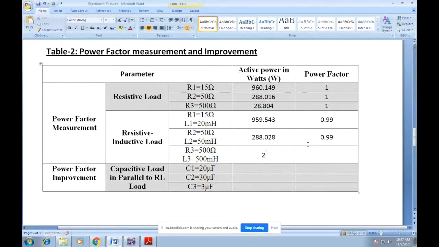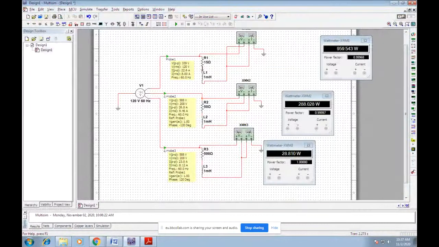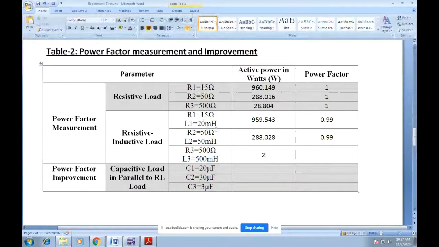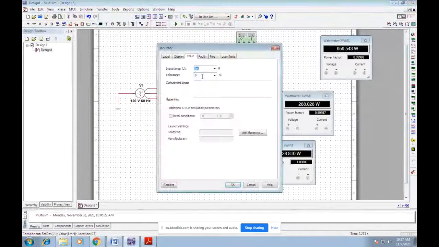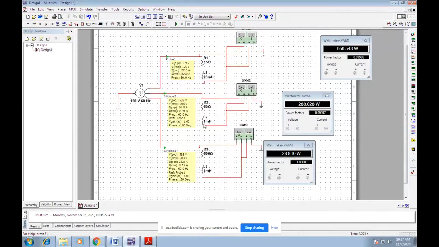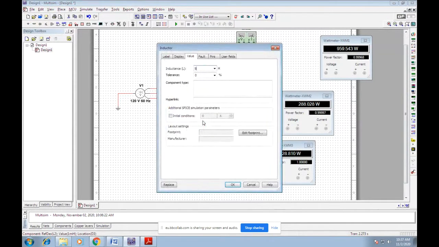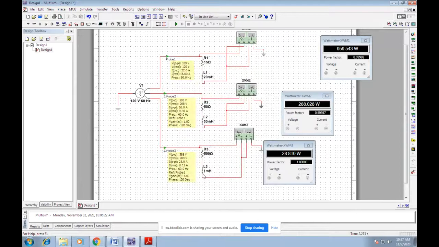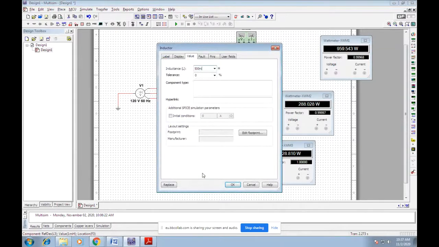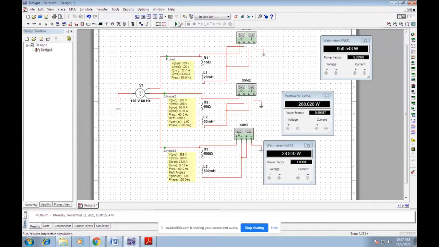So we have made one mistake already. There are some specified values of L1. L1 is 20 millihenry, L2 is 50, L3 is 500. We forgot to change the values, so we have to change them. This is 20 milli, the second one is 50 milli, and the third one is 500 milli. Okay, now run the simulation.